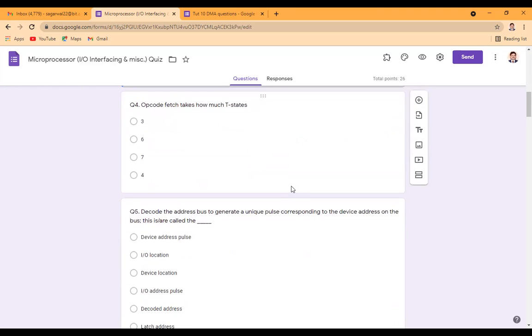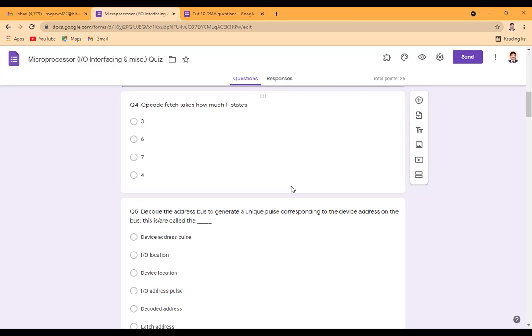The fourth question is: opcode fetch takes how many T states? Now, let us understand the meaning of opcode fetch. Before we learn about opcode fetch, we should know what an opcode is. Basically, an instruction is made up of two parts: one is the opcode, another is the operand. The opcode gives the microprocessor the information about what it has to do, and the operand is the entity on which the operation has to be performed.